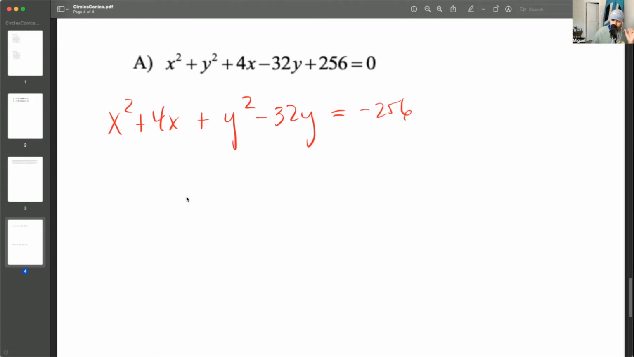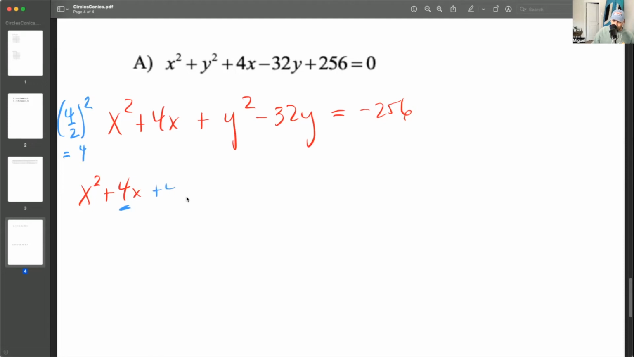Just put them next to each other, because now what we're going to do is work one variable at a time. Let's just work with the x's, and we're going to complete the square. If you recall, completing the square is you take the b value, which in this case is 4. You're going to have to divide it by 2 and square it. So 4 divided by 2 is 2, squared is 4. So that is the new value that we're going to add.